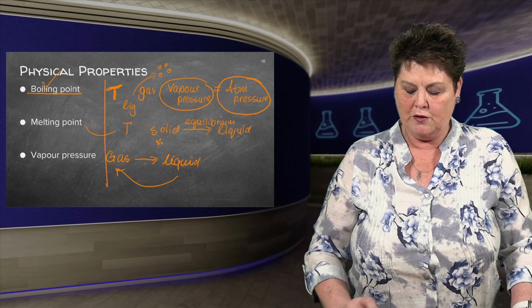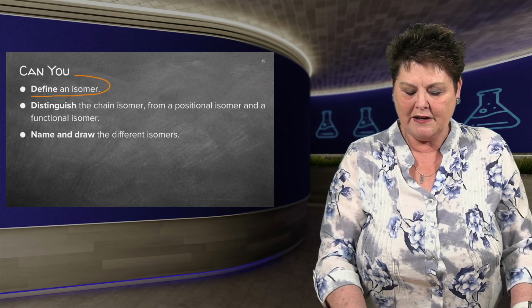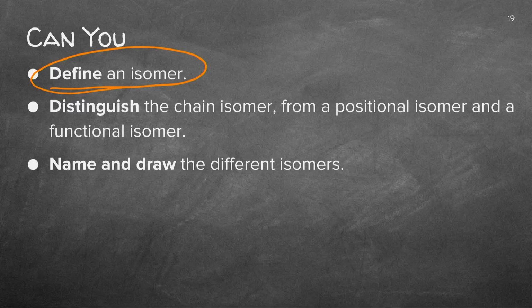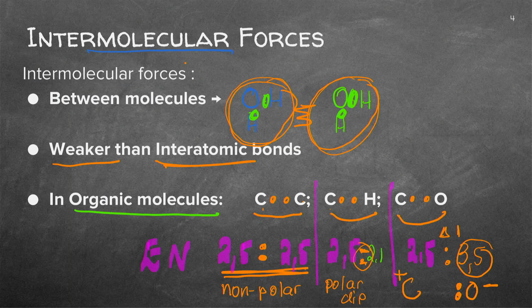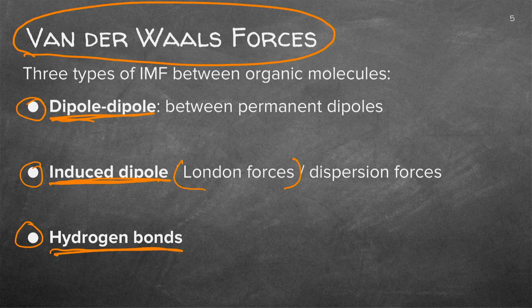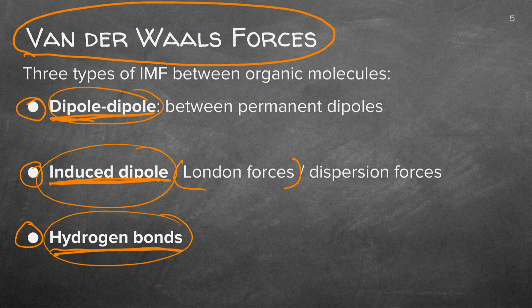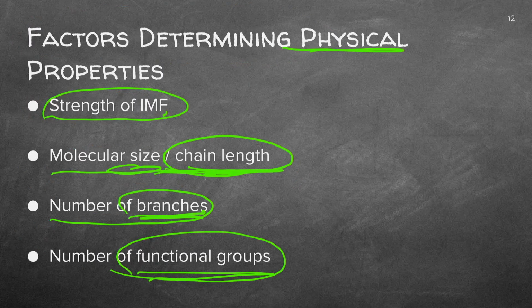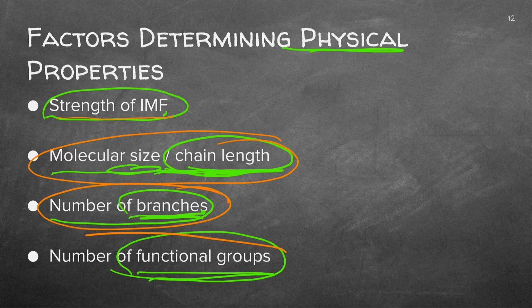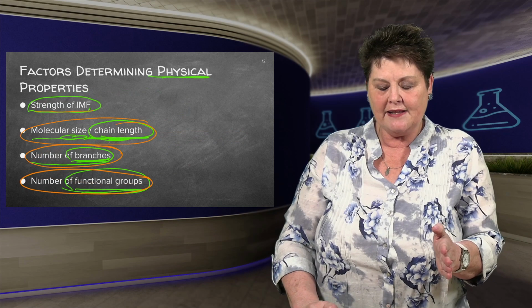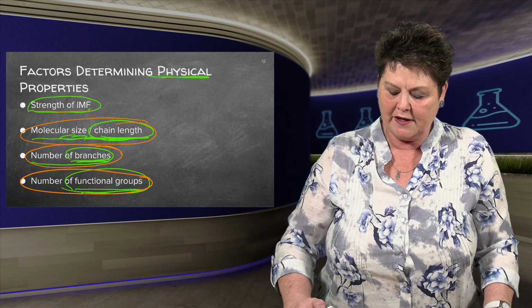Right, can you define the isomer? Do you know what the different intermolecular forces are? And can you do the different van der Waals forces? Do you know the difference between dipole, induced dipole, and hydrogen bond? And finally, can you name all the factors that are going to change the intermolecular forces? The strength, you've got to know, the chain length, the branches, and the functional groups. Go and study this. It's in all the textbooks. You can find it in all the papers.